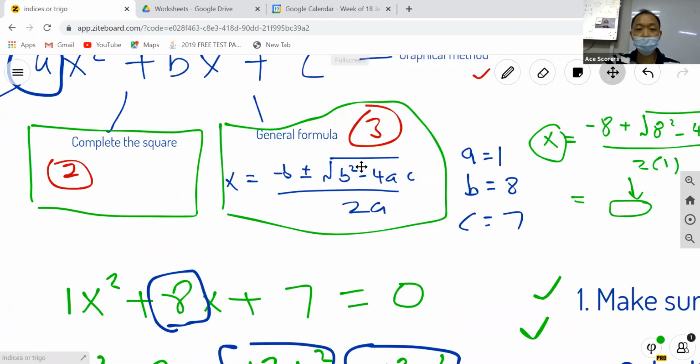Can you try this using the general formula I gave you? Copy down the general formula if you have not, and we'll do a few of the questions to check that you understand how it works.